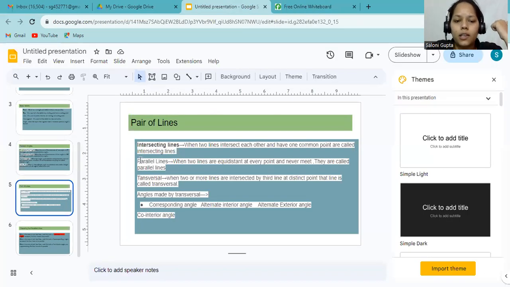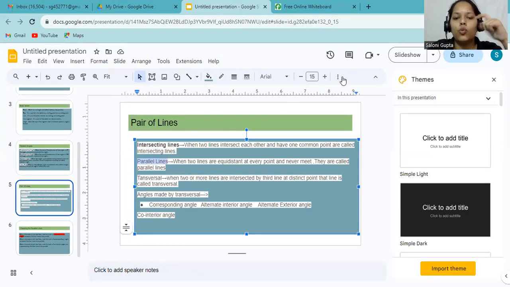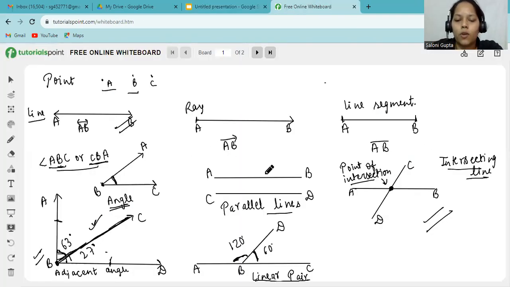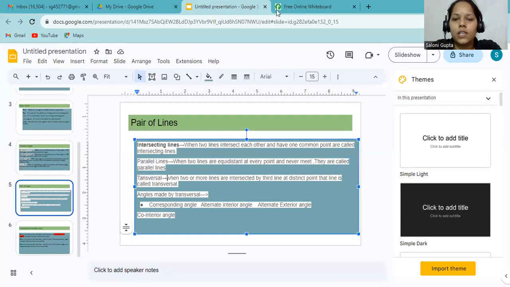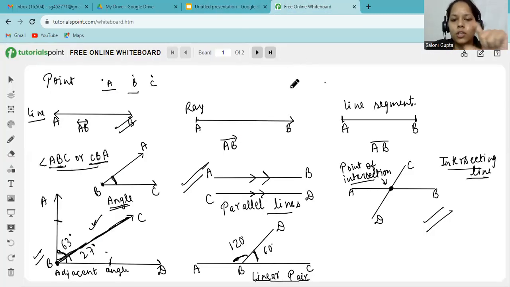Then what are parallel lines? We know that when two lines are equidistant at every point and they never meet, they are called parallel lines. You can see the example of parallel lines here, AB and CD. What is the symbol we use for it? These two arrows show that the lines are parallel. So this shows that AB is parallel to CD. In some cases you will see only one arrow, and we use both to show that the lines are parallel.